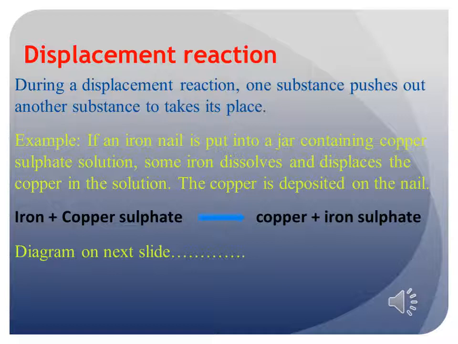Example: if an iron nail is put into a jar containing copper sulfate solution, some iron dissolves and displaces the copper in the solution. The copper is deposited on the nail. You can observe the displacement of copper from sulfate by iron in the chemical reaction shown on the slide. Iron plus copper sulfate gives copper plus iron sulfate.